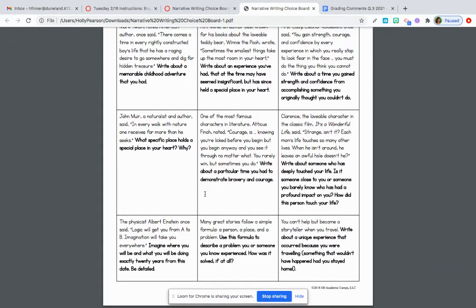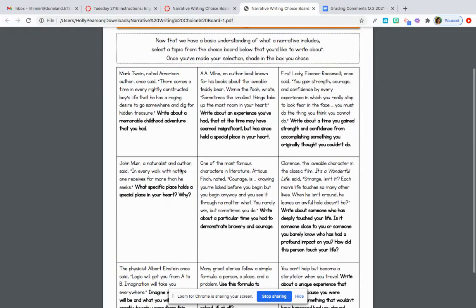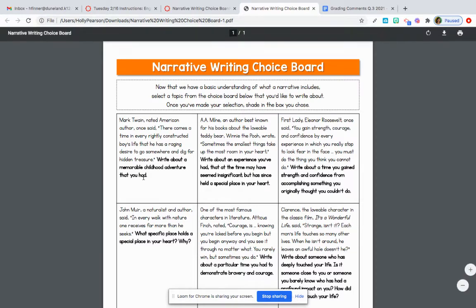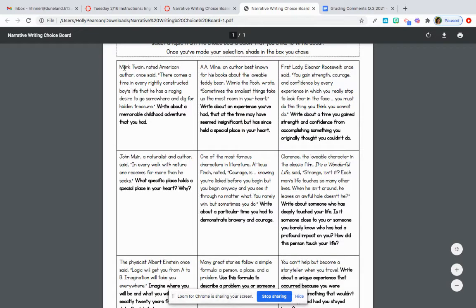There's one I'm going to steer you away from just because I don't think it will be the best for this project, but let's read them. Now that we have a basic understanding of what a narrative includes, we've read mine, we've read narratives from many different authors, now you're going to write your own by selecting a topic from this choice board. Mark Twain, noted American author, once said, there comes a time in every rightly constructed boy's life that he has a raging desire to go somewhere and dig for hidden treasure. If you choose this option, you're going to write about a memorable childhood adventure that you had.